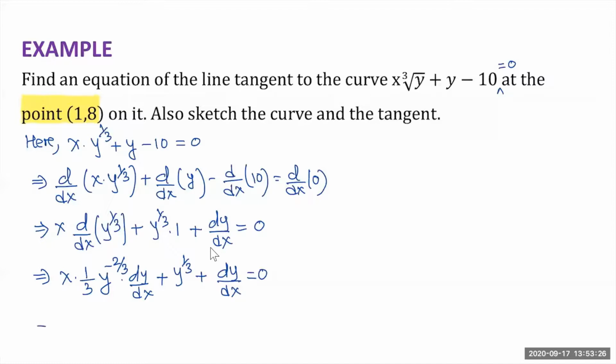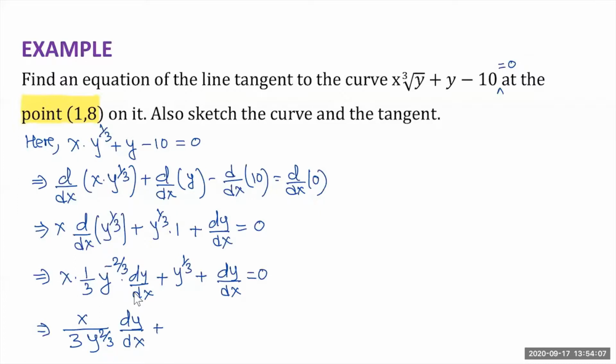Now, let me simplify one more step here. Here I have x multiplied to 1, that is x. In the denominator, there is a 3. And then here I have y raised to negative 2 over 3. If I move it to the denominator, it will be y raised to positive 2 over 3. If you use the law of indices, if you take it to the denominator, the power will have the opposite sign. And this is multiplied to dy over dx.